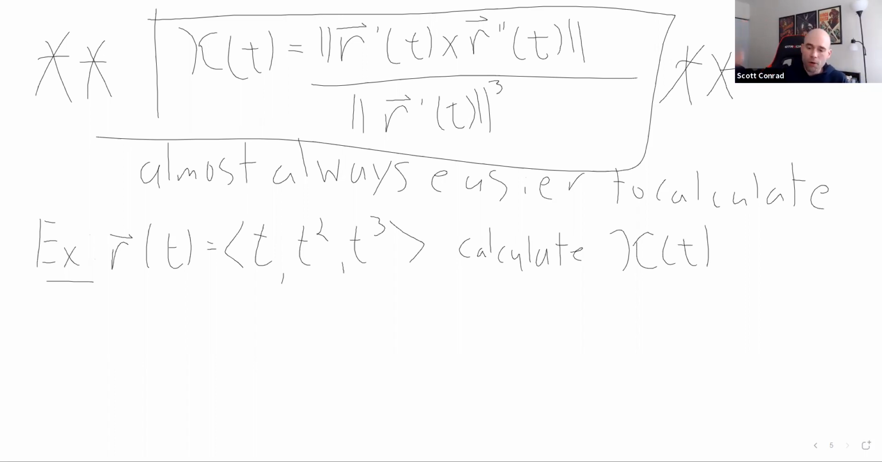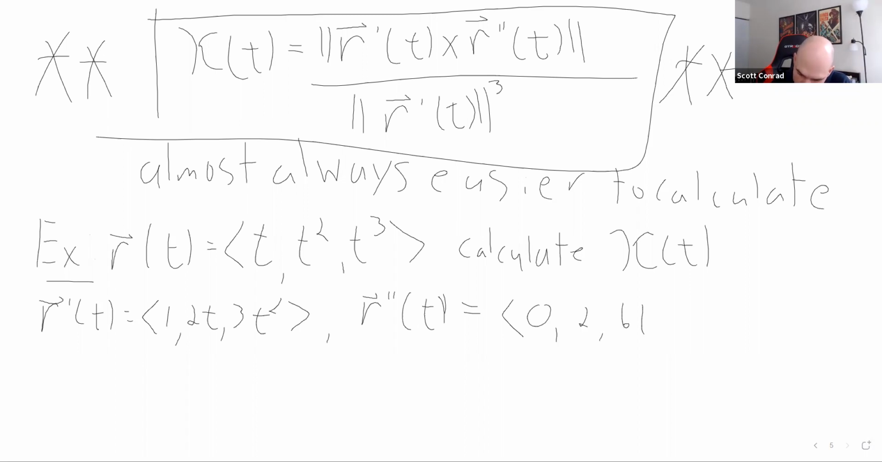To do this, we're going to need r prime, r double prime, the cross product, and then the magnitude of r prime of t. So let's find those. r prime of t, we take the derivative component by component: 1, 2t, 3t squared. r double prime of t, take the derivative again, component by component: 0, 2, 6t. The magnitude of r prime of t is the square root of the sum of the component squares: 1 squared plus 2t quantity squared, so plus 4t squared, plus 3t squared squared, so plus 9t to the 4. Square root of all that.